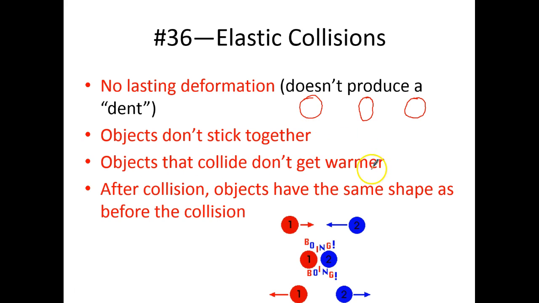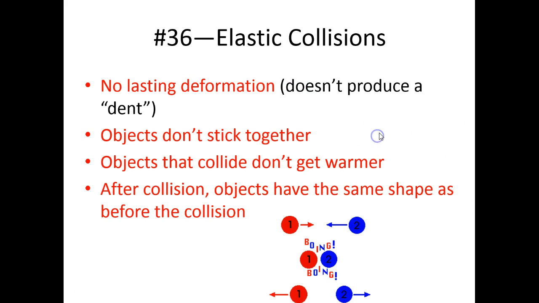Objects that collide don't get warmer. In the real world they would, but here we're in the physics world, so they don't get any warmer. And after the collisions, the objects have the same shape as they did before. So that's that whole lasting deformation thing. So when they hit, they're going to come off and there's not going to be any heat. They won't stick together and they will have the same shape as they did when they went in.